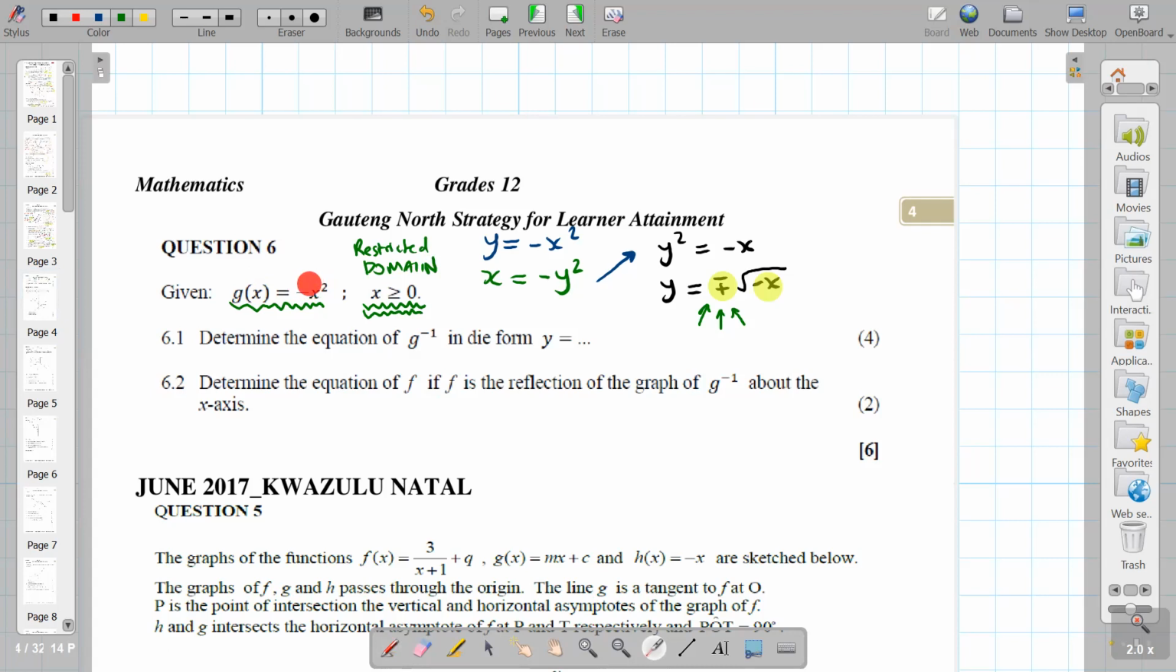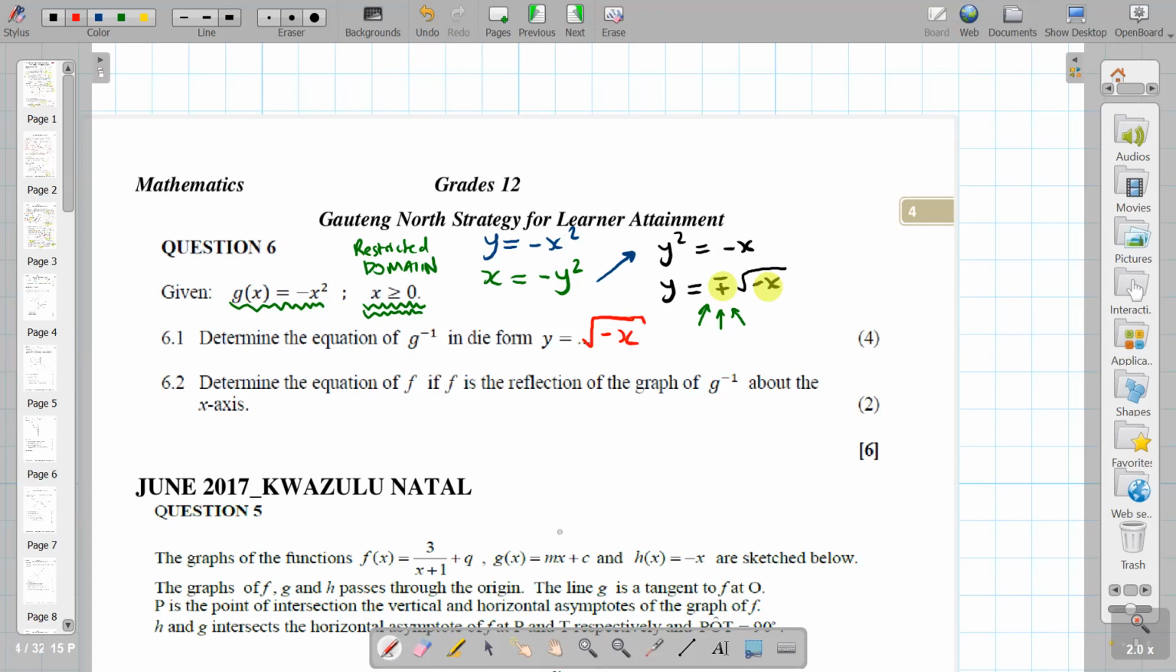However, when we need to find its inverse, we must restrict it so that the inverse of that function becomes a function as well. Okay, now the last step. We have done all these, you swap X and Y, you leave Y alone. Last step, we have to choose one of those plus or minuses. And it all depends on what the restricted domain is. It is given as X positive, so we choose the positive one. If it were negative, we had to write negative root negative X. But in this case, I will write the final answer as root negative X.